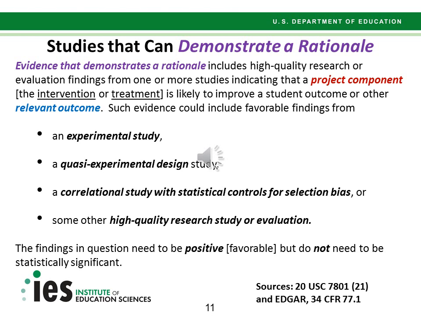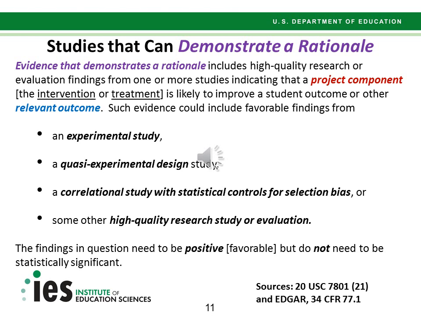Consistent with federal law and U.S. Department of Education regulations, studies that demonstrate a rationale need to include high-quality research or evaluation findings indicating that a project component, that is, the intervention or treatment condition, is likely to improve a student outcome or other relevant outcome.